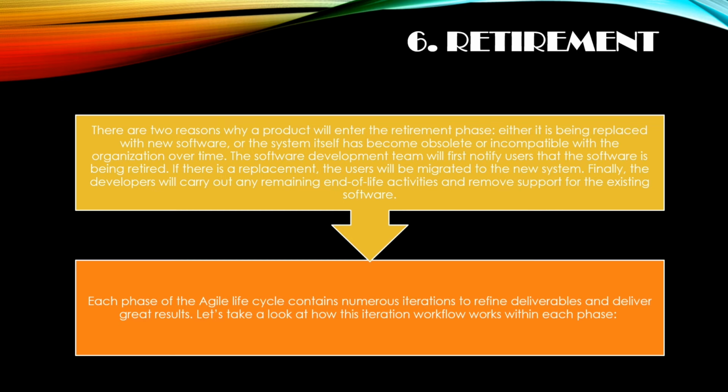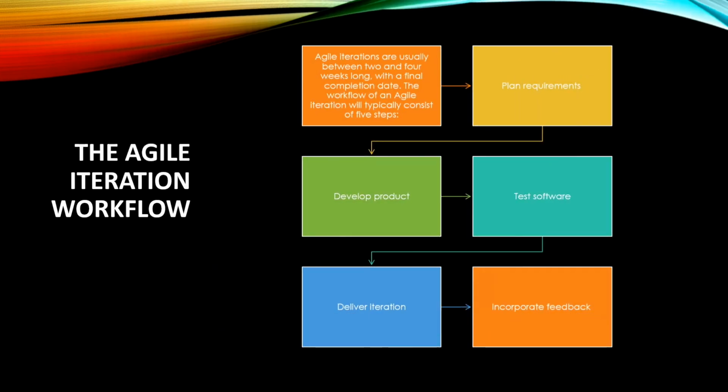Each phase of the Agile lifecycle contains numerous iterations to refine deliverables and deliver great results. Let's take a look into how the iteration workflow works within each phase. Now we are going to see about the Agile iteration workflow. Agile iterations are usually between 2 and 4 weeks long with a final completion date. The workflow of an Agile iteration will typically consist of 5 steps. They are plan requirements, develop products, test software, deliver iteration, and incorporate feedback.